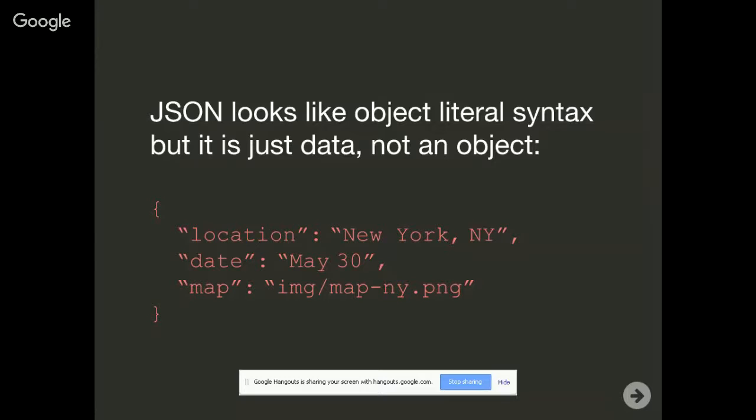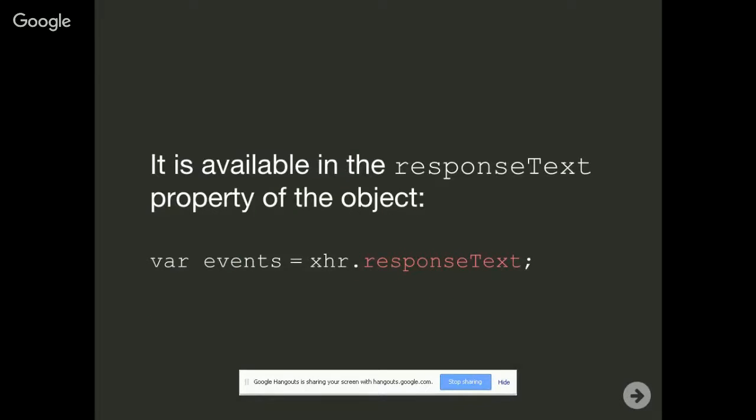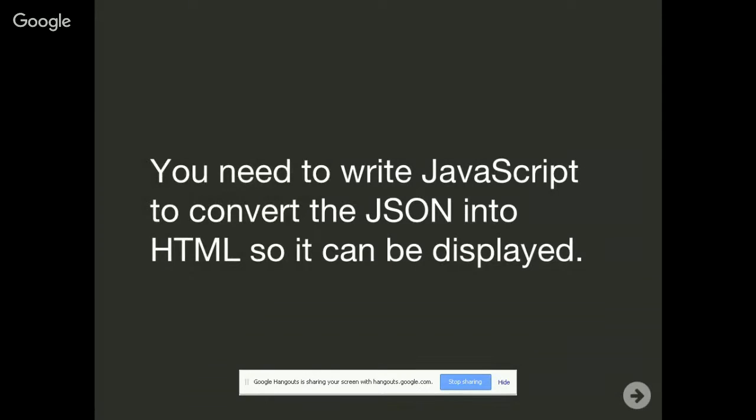Right. As you can see here, you can even store images, and also you can nest them. So it's pretty powerful. The problem is that the syntax is very finicky. So if you miss a comma, for example, then none of it works. It's going to collapse, right? And note here the syntax. You have commas here, but not a comma after the last one. To get the JSON, you're also going to use the response text property of the object. And then you have to use JavaScript to convert JSON to HTML before you can display it on the page.